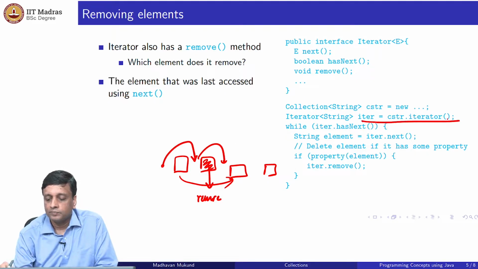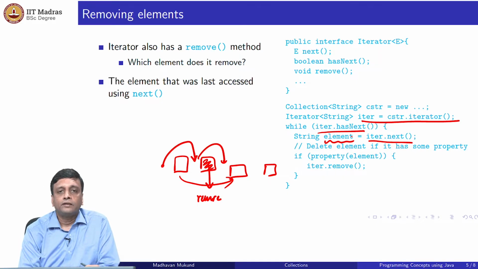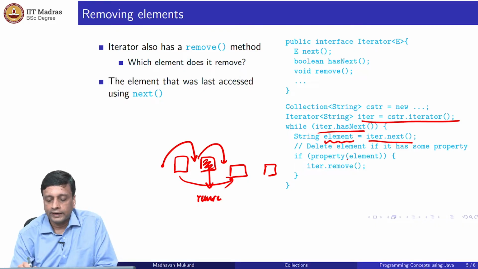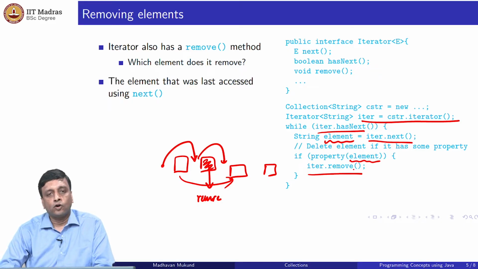So, we get an iterator, and while it has a next, I get the next element and have it in my local variable element. Now I can check whether this element, the value I have just picked up from this collection, satisfies some property or not. The property is some function that I have written somewhere else which tells me whether this element is to be removed or not, and if it has the property, then I just say iter.remove, and this implicitly removes the currently examined element, the element that I last picked up from next.